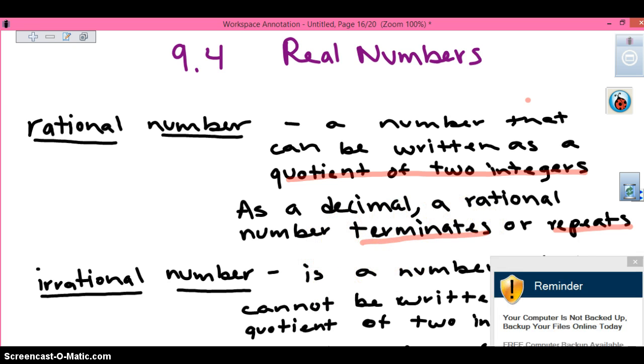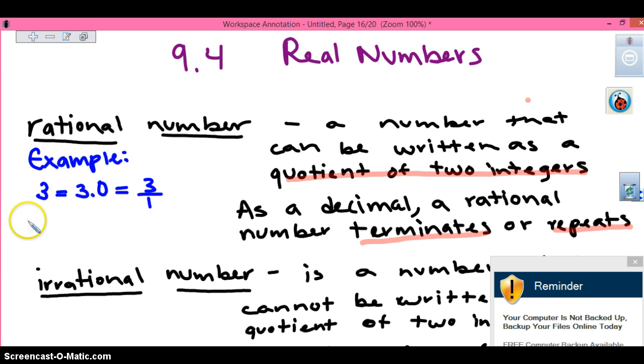What does it mean that it terminates? That it ends. So for example, the number 3 is a rational number because as a decimal, this is 3.0, it terminates, it ends there. And it can be written as a quotient of two integers. It can be written as 3/1.